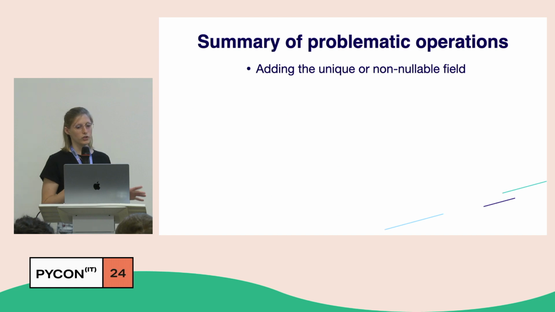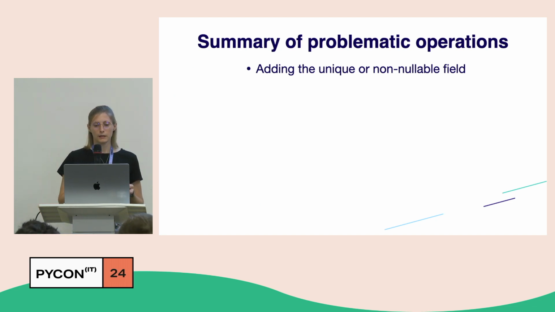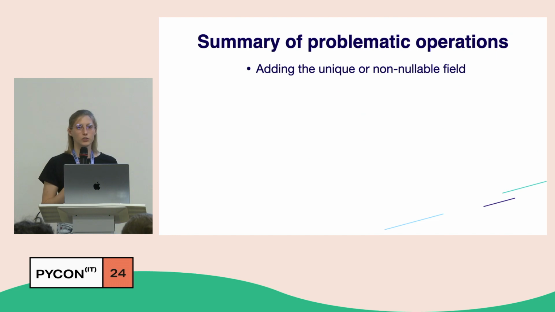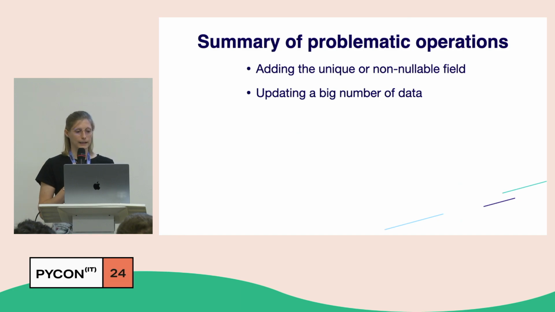So these were some of the problematic operations in the context of a zero downtime approach. Let's sum them up. Firstly, adding a unique or non-nullable field, like adding a slug field in our example. And in Sailor, we were facing this problem, for example, when adding an expiration date to our order model. Then, updating a big number of data.